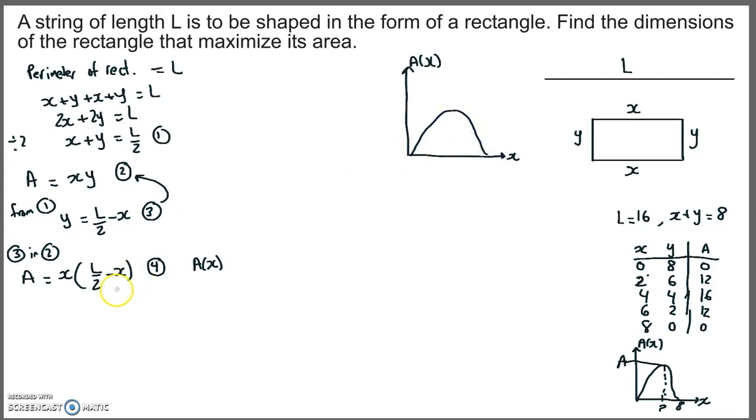It's actually a quadratic function, so if we expand this, Y equals X times L over 2 minus X squared. So it's actually an inverted parabola. So this is how our function looks.